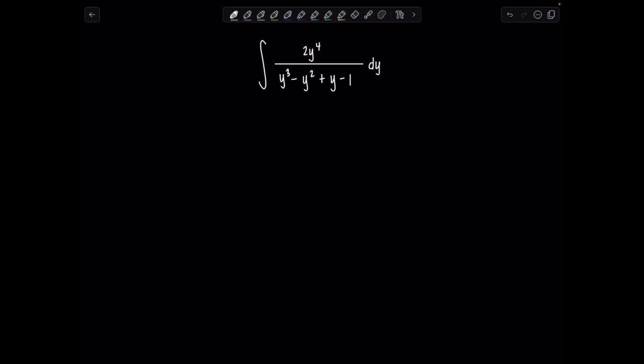So we have the indefinite integral of 2y to the fourth over y cubed minus y squared plus y minus 1 dy. So how do we know we need to do long division first? Because this rational function is top heavy. You can only do partial fraction decomposition when the degree of the denominator is higher than the degree of the numerator. So if the degree is equal or higher in the top, gotta long divide first.